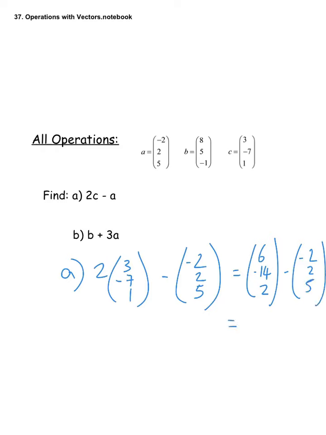So our final answer for that one is going to be 6 take away negative 2, that's a take away negative, so we get 8. Negative 14 subtract 2 is negative 16, and 2 subtract 5 is negative 3.